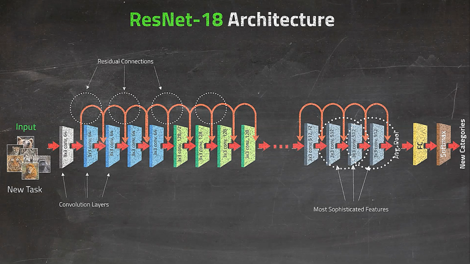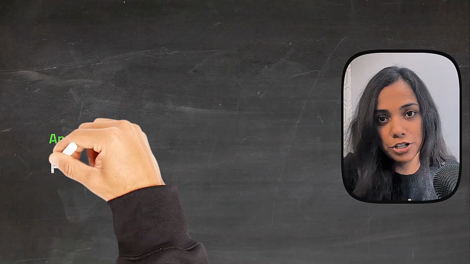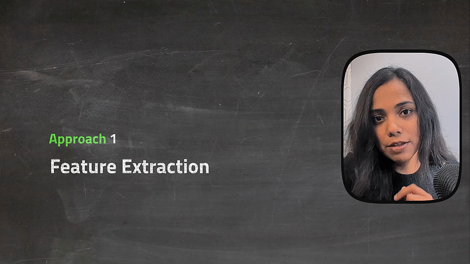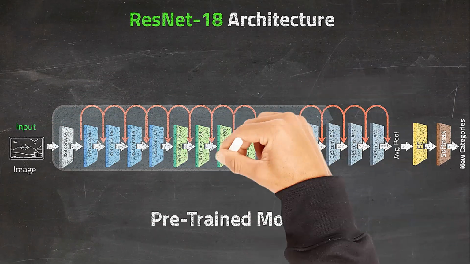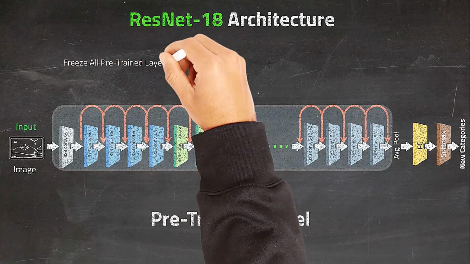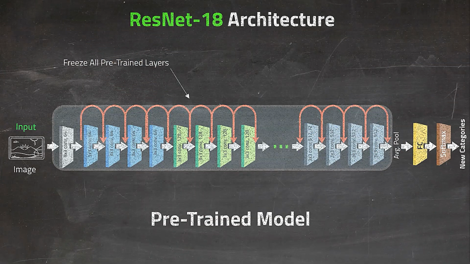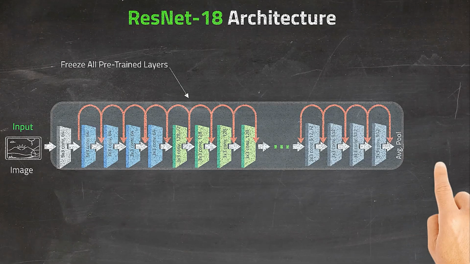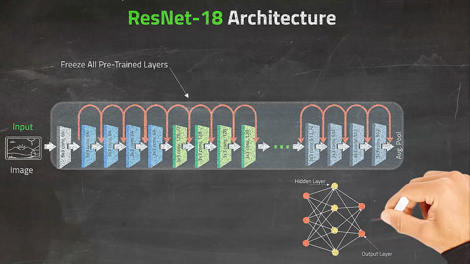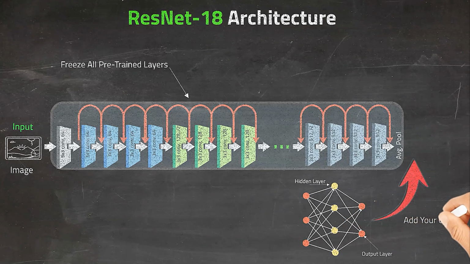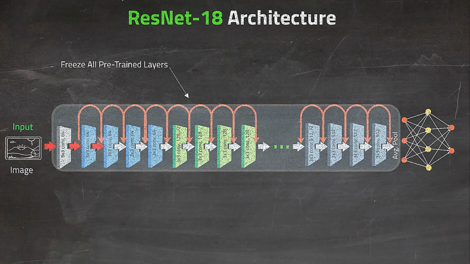There are three main approaches in how you could do this. The first one is feature extraction, where you take the pre-trained network and freeze all the layers. Freezing means that you make no changes to the model parameters. You remove the top layer, which is the prediction layer, and then add your own new layers on top of it. Then you train this classifier to learn the model parameters associated with the new layer alone.